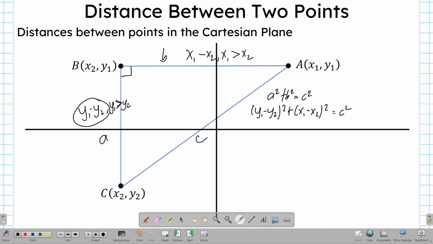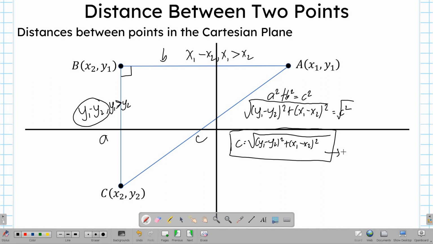And for us to find the value of c, all we need to do is take the square root of both sides of the equation. Since this is distance, not directed distance, the sign doesn't matter, so it will always just be positive. Therefore, c is now the distance formula that we know. The square root of y sub 1 minus y sub 2 squared plus x sub 1 minus x sub 2 squared. This is now the distance formula that we know. The distance formula, the distance between 2 points.